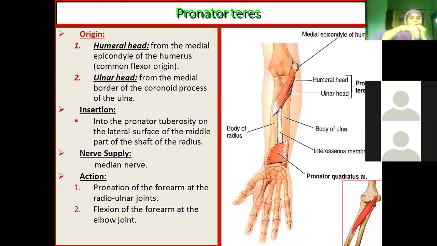Kings pronate, beggars supinate, something like that. So this is supination and this is pronation. Like that you can remember easily. So the name implies, pronator teres. It is helping in the pronation of the forearm at the radio-ulnar joint. It's also bringing about flexion of the forearm at the elbow joint.